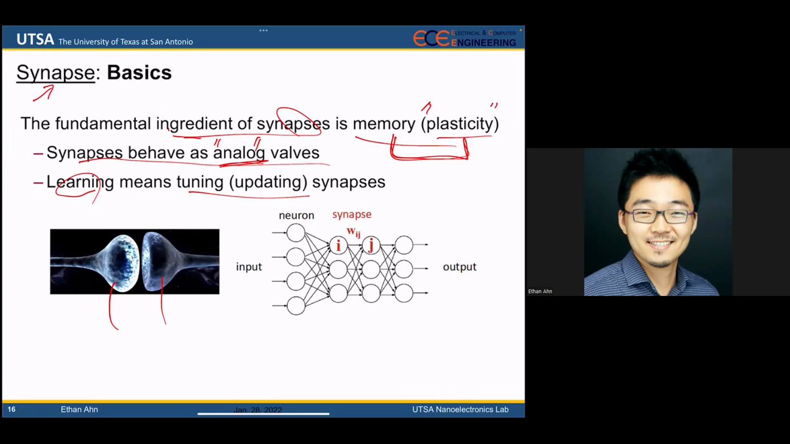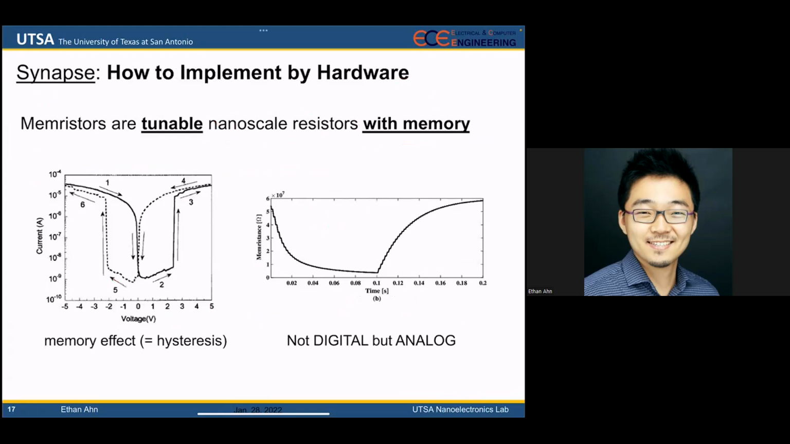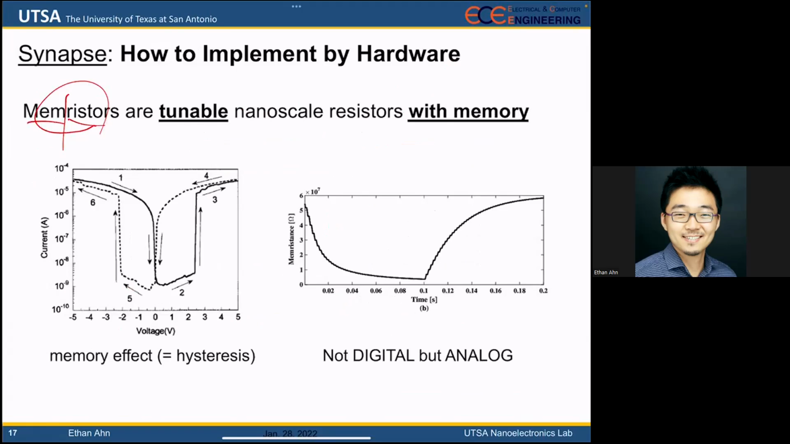If you look at this neural network, the synapse is usually indicated by this weight: when each neuron is connected to another neuron, how strongly they are connected. What we are trying to do is find devices or nanoscale technologies that can take this role of updating or tuning the conductivity. That's what we want. A memristor is basically a resistor, but it has memory, which is why it's called a memristor. So these are basically tunable nanoscale resistors with memory.